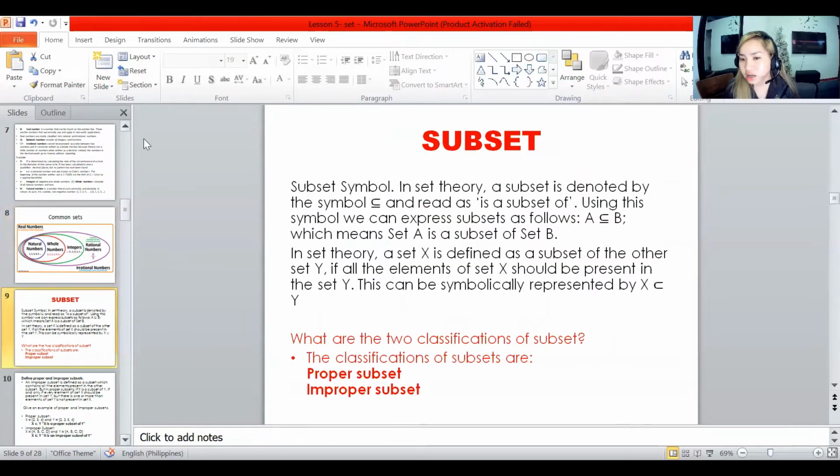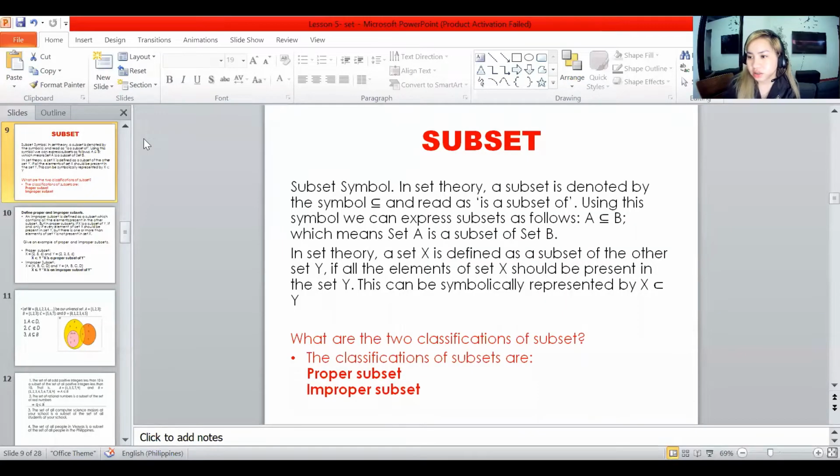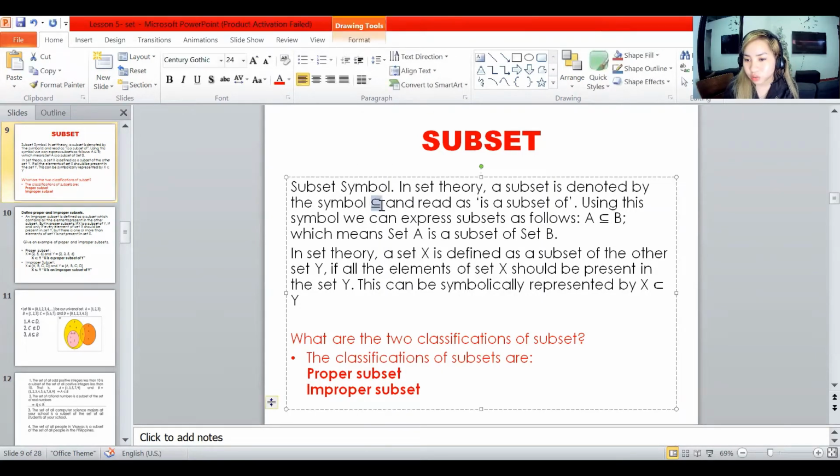So, for the subset, in set theory, a subset is denoted by the symbol. Ito po yung symbol ng subset natin, and read as "is a subset of." So, using this symbol, we can express subset as follows. Ang basa po dito is, set A is a subset of set B.